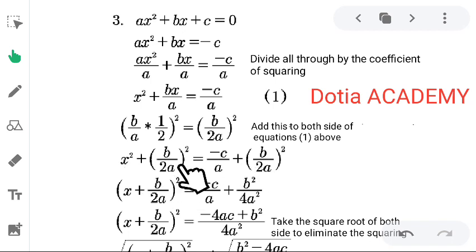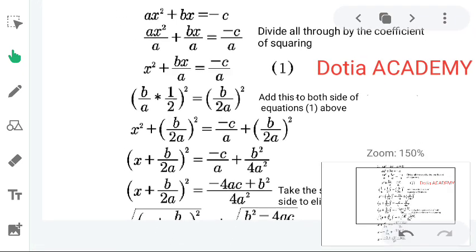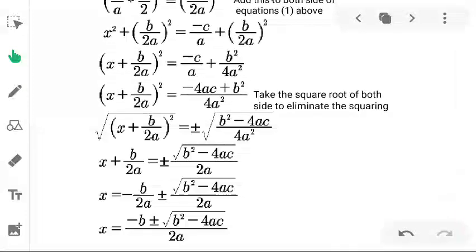Since this and this are squares, you have to include it in one squaring bracket as x plus b over 2a, everything squared, to be equal to minus c over a plus b over 2a squared. Applying the square, you have it as b squared. 2a to the square, you have 2 squared is 4, a squared, so you have it as 4a squared.